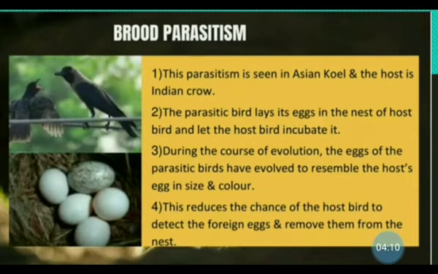The next one is brood parasitism. This parasitism is seen in the Asian koel, and the host is the Indian crow. The parasitic bird lays its eggs in the nest of the host bird and lets the host bird incubate them. During the course of evolution, the eggs of the parasitic birds have evolved to resemble the host eggs in size and color. This reduces the chance of the host bird detecting the foreign eggs and removing them from the nest.